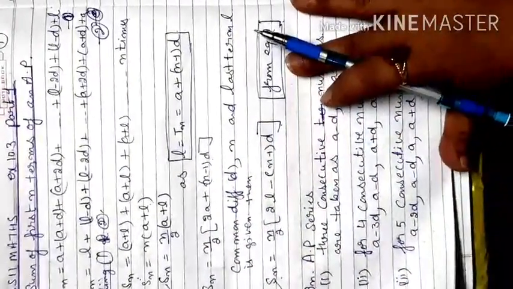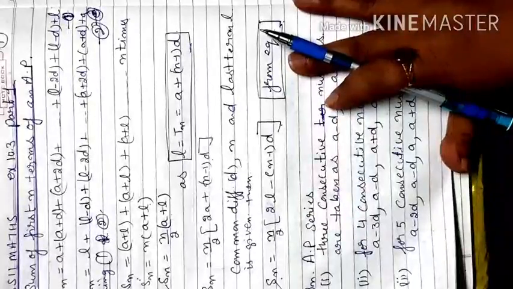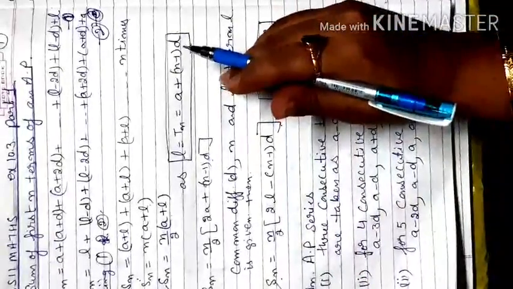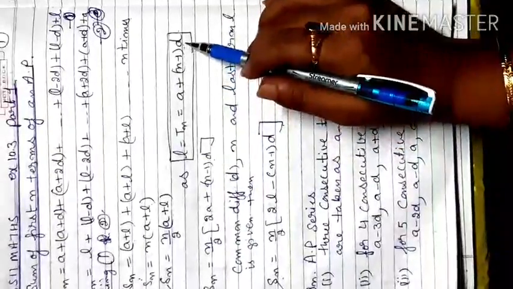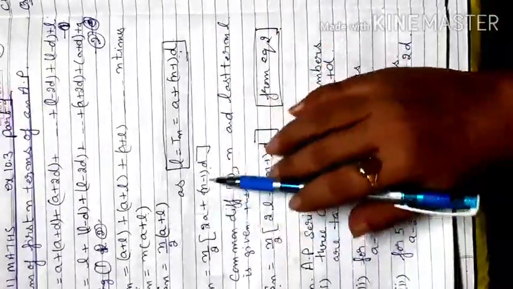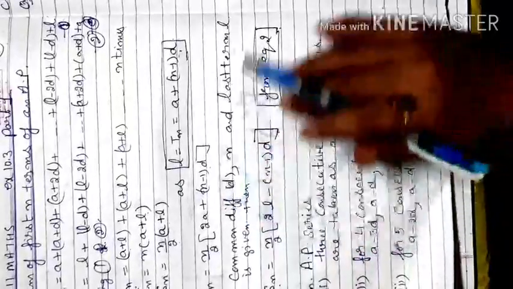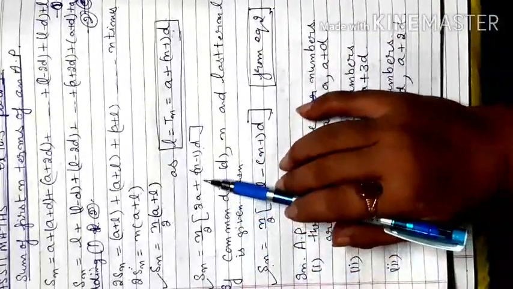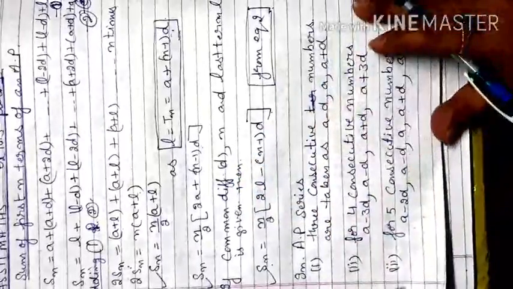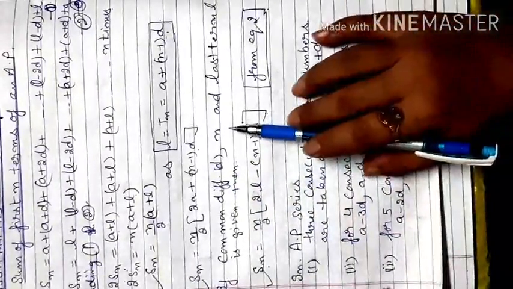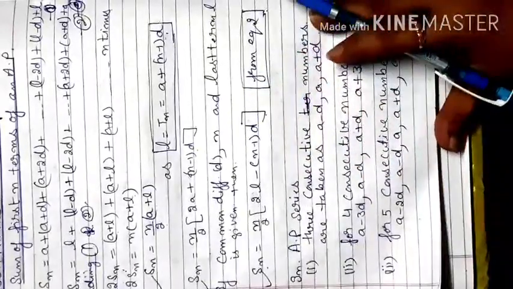The last term is also considered as the last term of the AP series, that is a plus n minus 1 d. So if I replace this last term with a plus n minus 1 d, our required formula for the sum of n terms is n by 2 (2a plus n minus 1 d). Now if d is the common difference, n is the number of terms, and last term L is given to you.